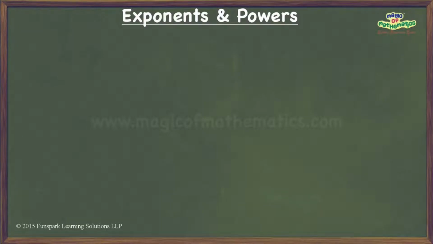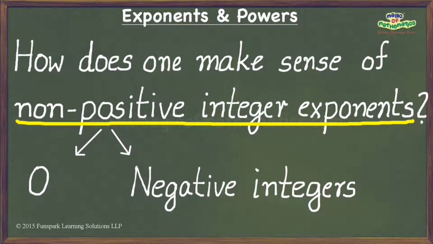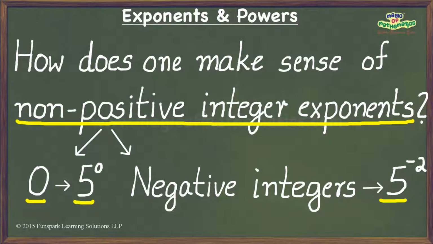In this video, I intend to examine the question, how does one make sense of non-positive integer exponents? In other words, I will look at what to do when we encounter 0 as an exponent or negative integers as exponents. I will use 5 raised to the power 0 and 5 raised to the power negative 2 as examples of these two cases. I intend to show how to treat these two expressions. This should give a general idea of what to do when we have 0 as an exponent or when we have a negative integer exponent.